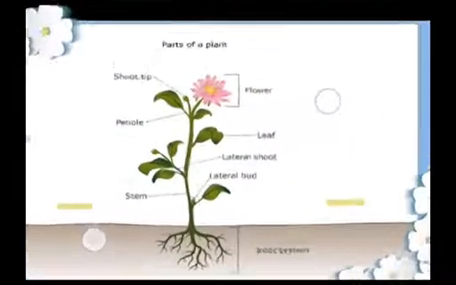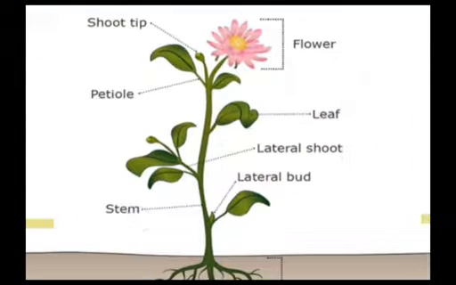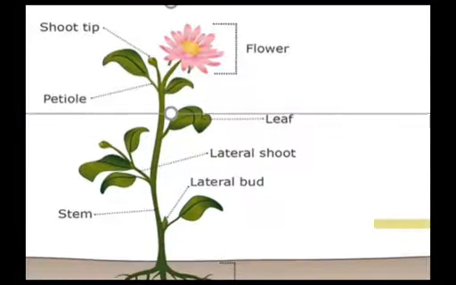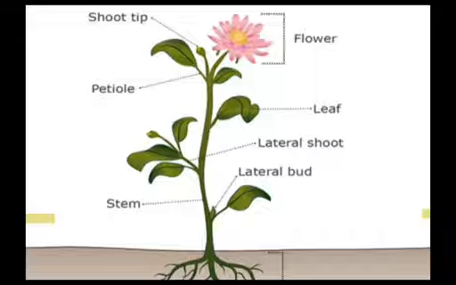Then proceed naman tayo sa parts of the plants. So, as you can see, this is the flower. This is the flower, the shoot tip, the petiole, the leaf, the lateral shoot, the lateral bud, the stem. Stem yan yung body of the plant. And then the root system, yung ugat.